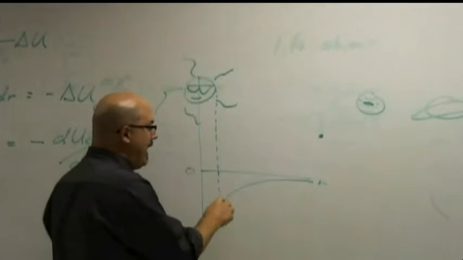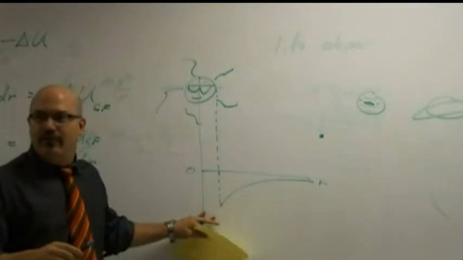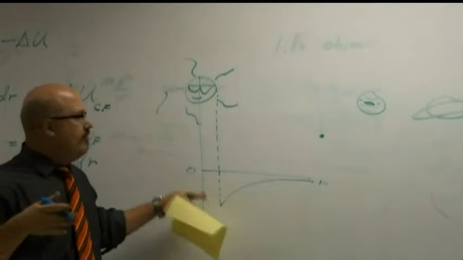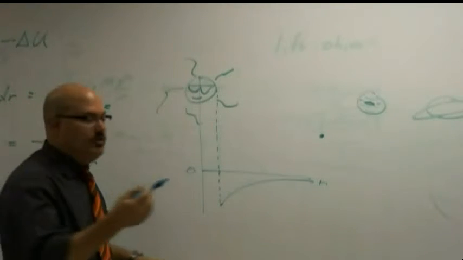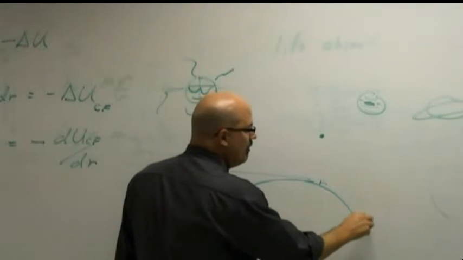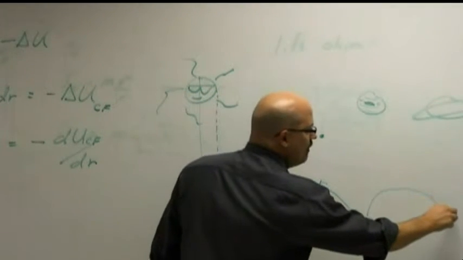Now, let's talk about potential energy functions for a minute. Let's talk about this gravity one. I'm only able to draw a slice through the gravitational function. So you'd have something like this here, and then another one for Jupiter, and another one over here for Saturn.